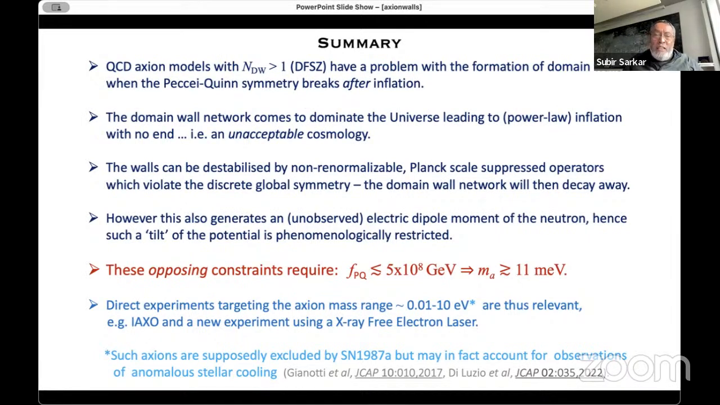And it looks like there is more than one way then to try to detect axions of that mass if they indeed exist and are responsible for solving both the strong CP problem of QCD, which is urgent, and also for providing us a very natural candidate for dark matter. Thank you. I'll stop there.